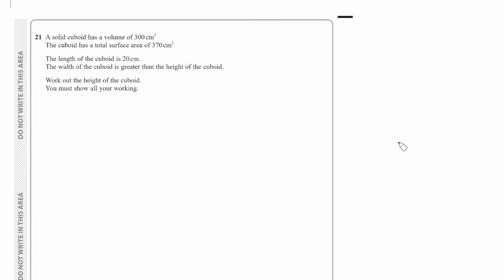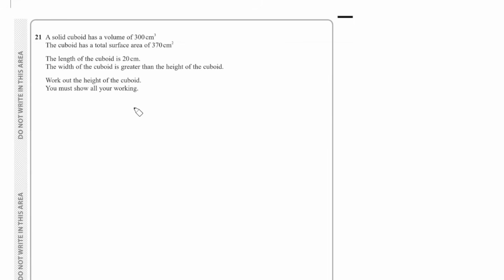Question 21. A solid cuboid has a volume of 300 centimeters cubed. The cuboid has a total surface area of 370 centimeters squared. The length of the cuboid is 20 centimeters. The width of the cuboid is greater than the height of the cuboid. Work out the height of the cuboid.